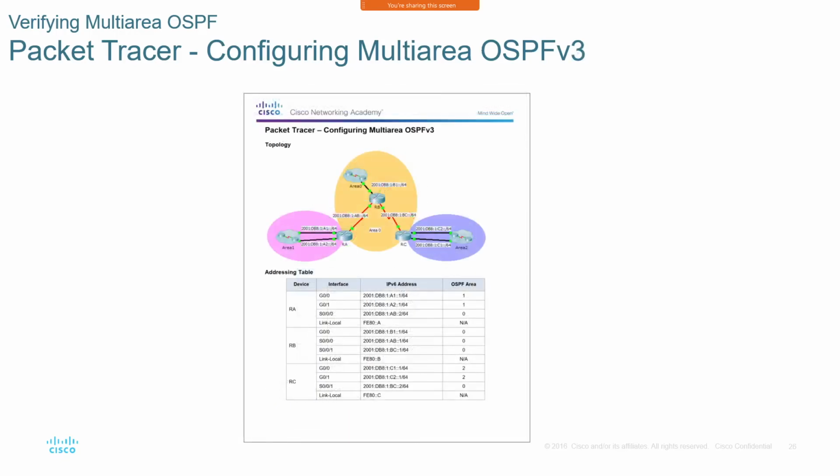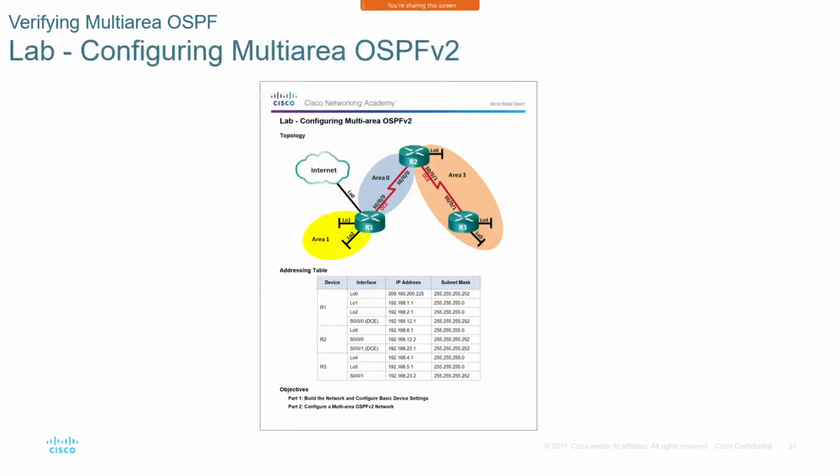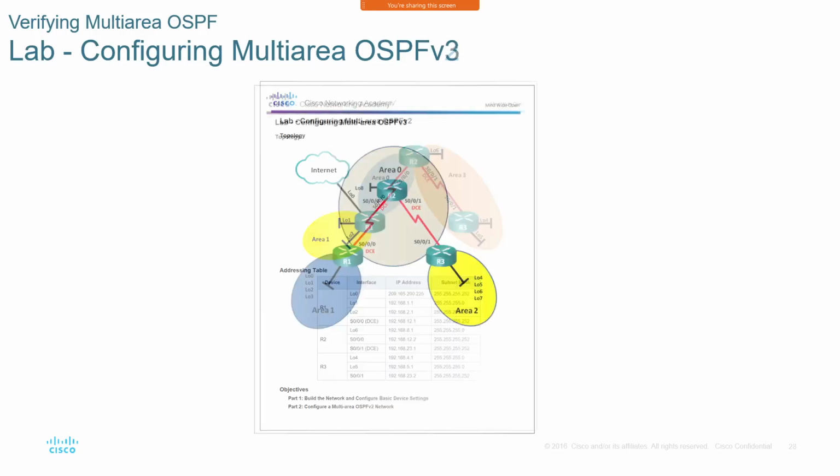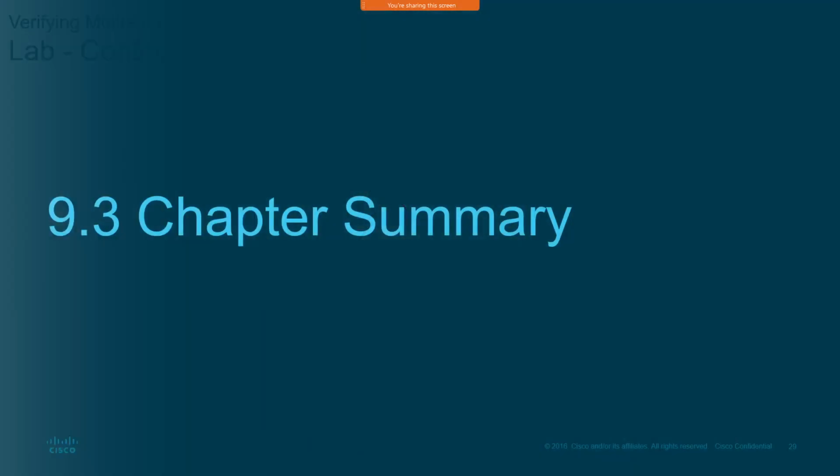One more activity. Now, this activity is very similar. The only difference is that this one is OSPF version 3 instead of version 2. There's one more lab as well, configuring multi-area OSPF version 2. One more. And this is a chapter summary of everything we learned today.